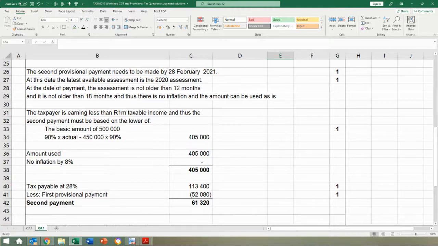Okay, so that was then provisional tax and capital gains tax, the calculation.